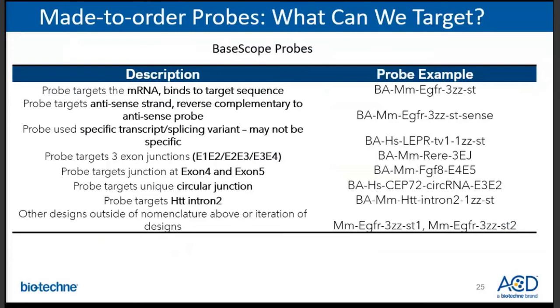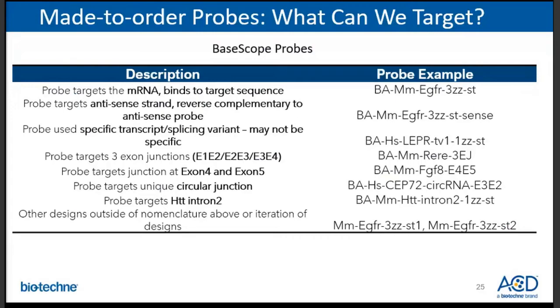Conversely, here is a probe for EGFR 3ZZ short target, but this probe is a sense probe, and I'll talk more about what a sense probe is on the next slide. But this probe targets the actual reverse complement to the mRNA. So it's not going to target the mRNA itself, but rather the genomic region of this mRNA.